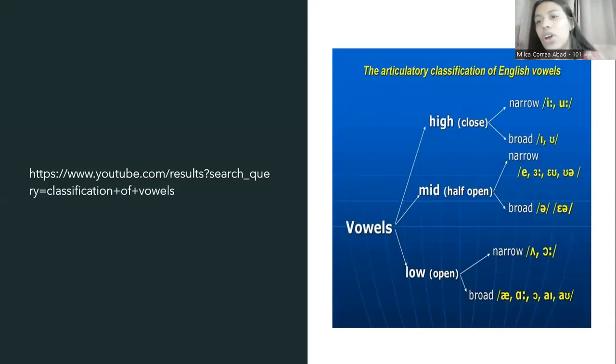Here we have another link that I'm sharing in this presentation to make it easier to understand what I just mentioned. And here we have a picture that also describes it and has some examples with specific words that use vowel sounds, like the high, the mid, and the low.